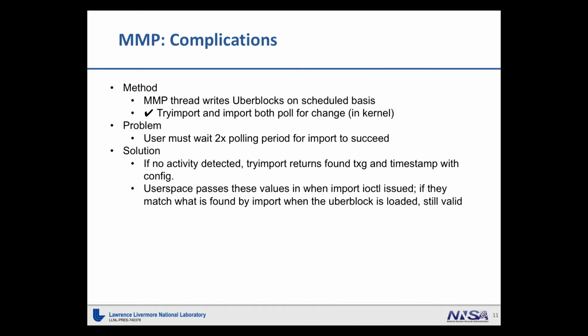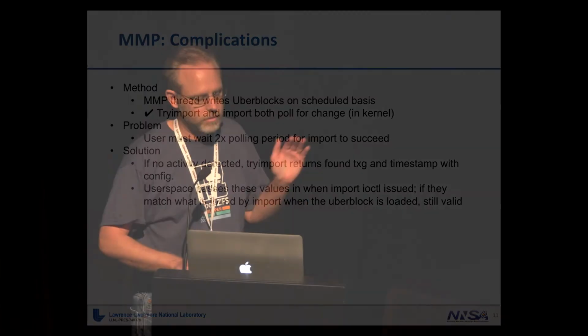So we decided we'll pass the transaction group and timestamp that we found when we polled back. If we concluded there's no activity, we say this transaction group and this timestamp are the last one we saw, and it should be safe. Then when user space issues the import ioctl, it passes those values back in, and the import looks to see, have the TXG and timestamp changed? If they haven't changed, then the activity test is still valid. So then it can continue and perform the import.